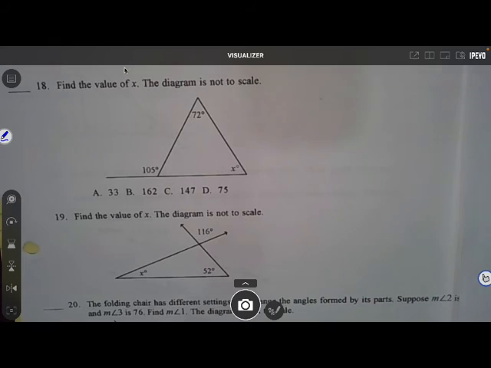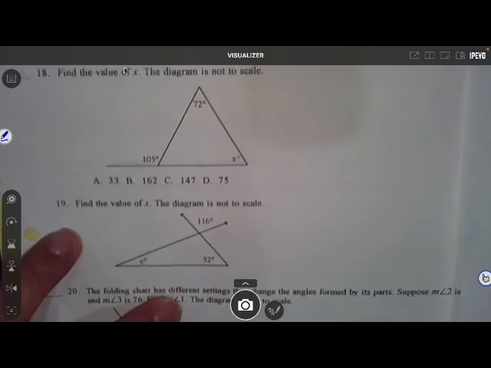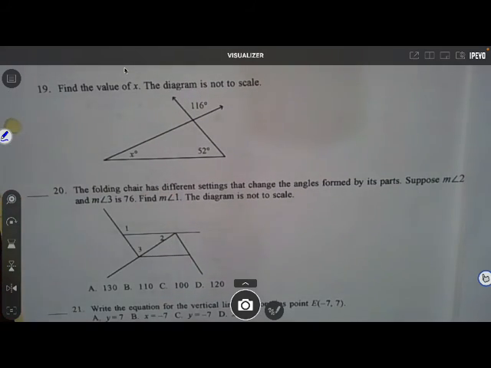Then number 19. It says find the value of x. Just be careful here. This is not an exterior angle. If this is 116, what's this angle right here? 116. Those are vertical angles. So this is 116. This would have been an exterior angle there. Would you just subtract that? I'm going to take 180 and subtract 116 and 52 from 180.